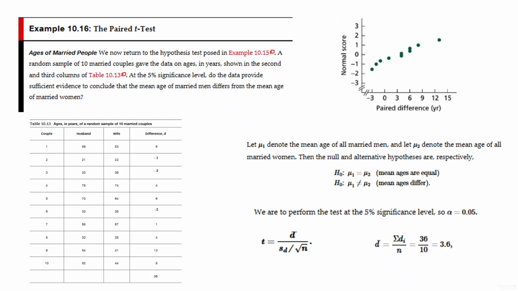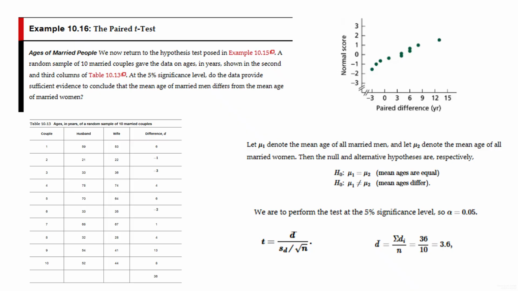So this is an example about the ages of married people, and married couples are often used as paired data. So a random sample of 10 married couples gave the data on ages in years. Do the data provide sufficient evidence to conclude that the mean age of the married men differs from the mean age of the married women?